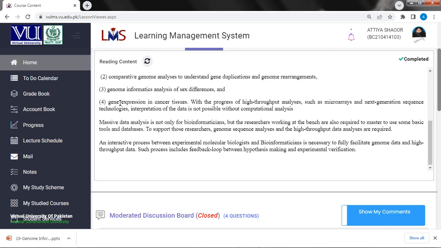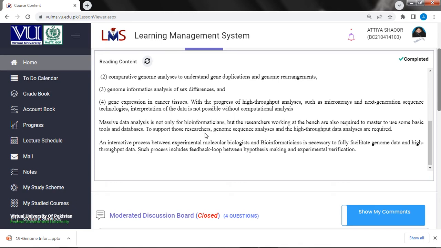After that we have genome informatics, analysis of sex differences and gene expression in cancer tissues. With the progress of high throughput analysis such as microarrays and next generation sequence technologies, interpretation of the data is not possible without computational analysis. Massive data analysis is not only for bioinformaticians, but the researchers working at the bench are also required to master the use of some basic tools and databases.